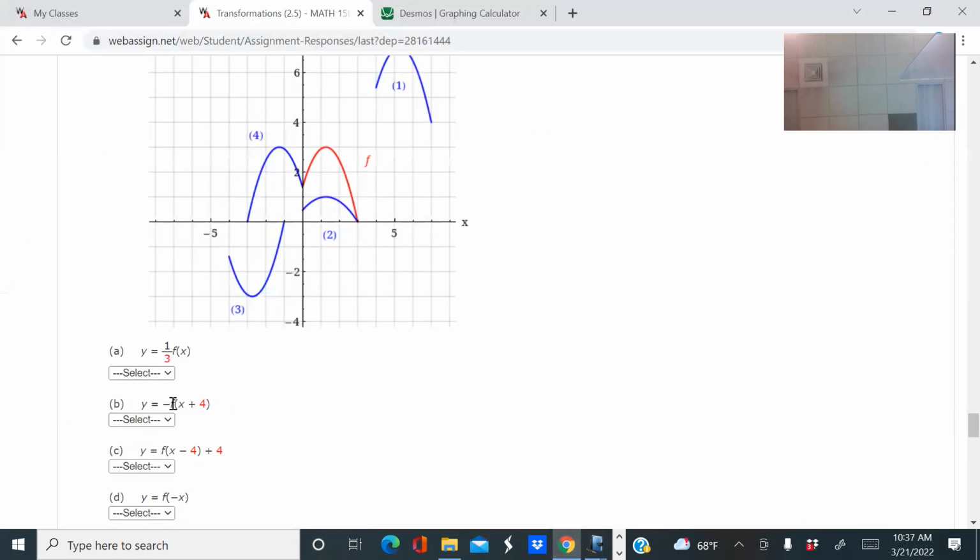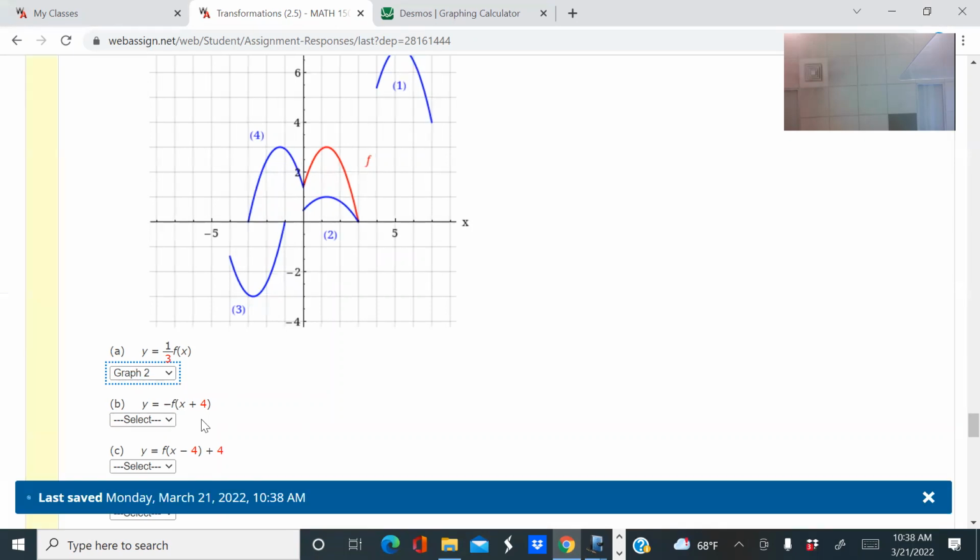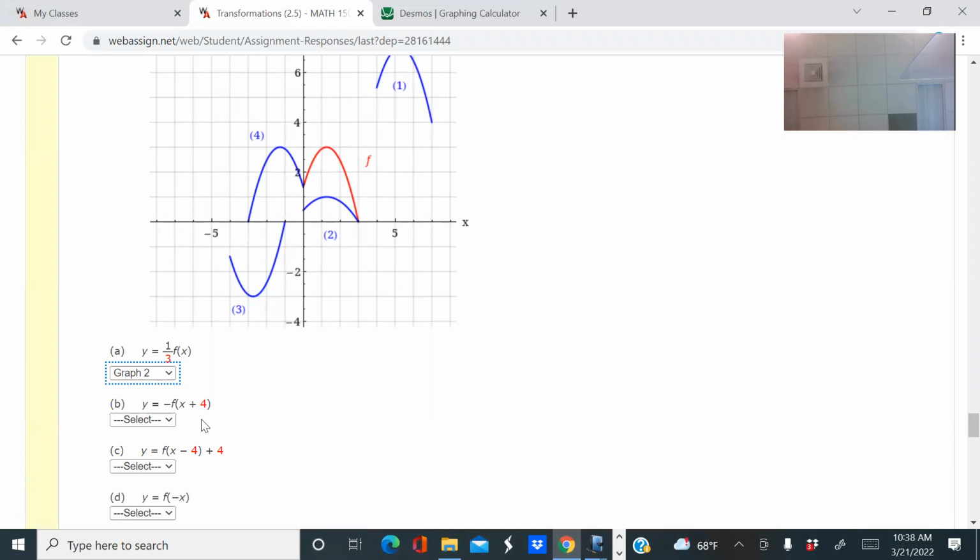What is this thing? Oh, better select that. So what was that? Graph 2? What does that do now? So the +4 is pretty easy, right? That's going to shift it what direction? Left, right, by 4 units, right? So it's been shifted left by 4 units, correct? So it's got to be one of these over here, right? Because we've shifted that thing left by 4 units.